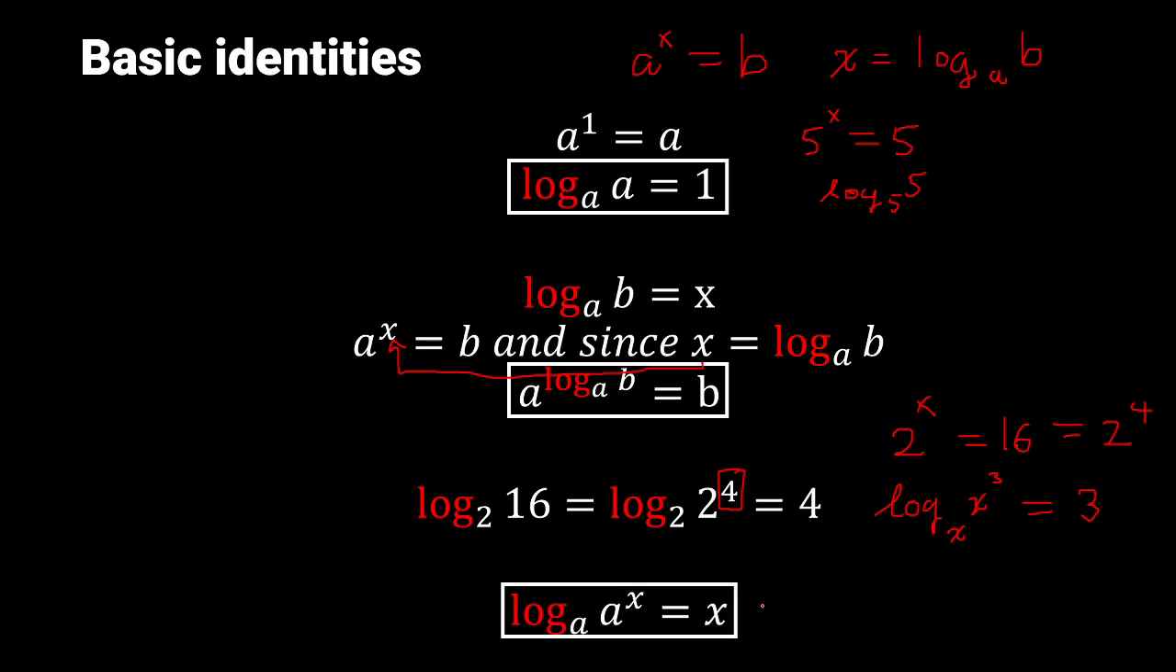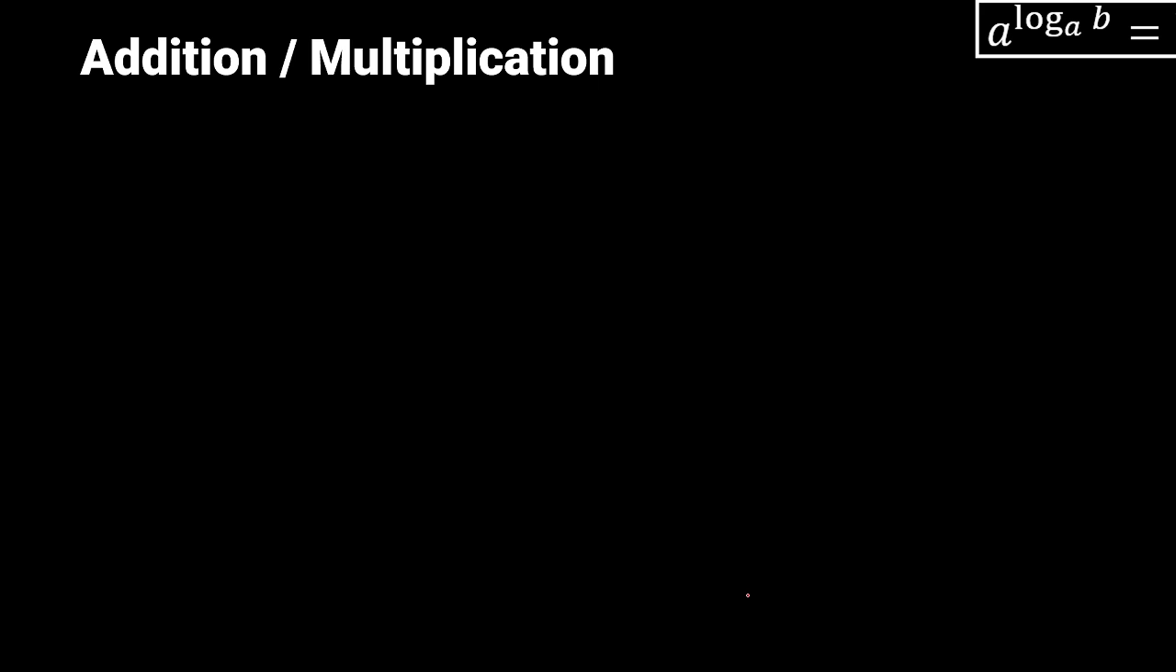And therefore you have the introduction to the third basic identity. Log of a to the power x to the base a is always x. Important properties, just keep it in your mind and you will ace it. So moving on, we have the addition and multiplication properties.